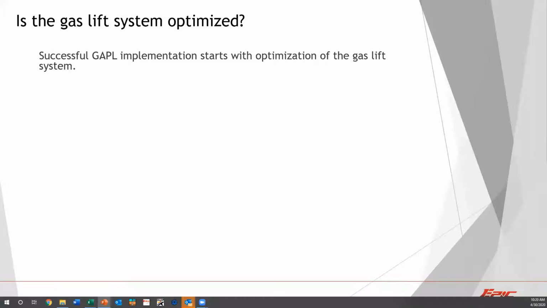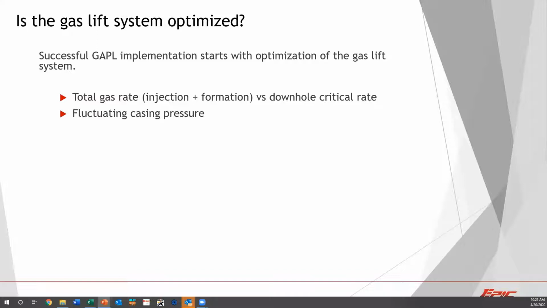Successful GAPL implementation starts with the optimization of our gas lift system though. If the gas lift system is not optimized first, the chances of us running our plunger are going to be very low. And it all starts with our gas rate, total gas rate, injection plus formation. And then we're going to compare that to our critical rate. And we like to look at downhole critical rate versus surface critical rate because we have to make sure that we're taking into account our fluid. And that's the problem with surface critical rate, with the Turner critical rate, is that it doesn't take into account enough fluids.